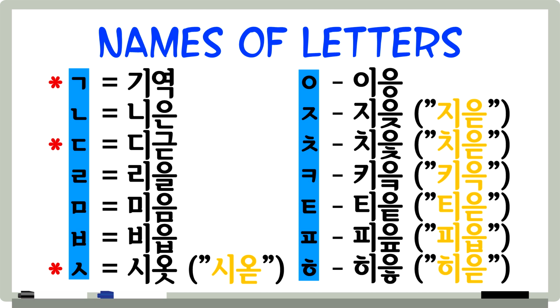Let's say the names of each of the consonants. 기역, 니은, 디귿, 리을, 미음, 비읍, 시옷, 이응, 지읒, 치읓, 키읔, 티읕, 피읕, 히읗.